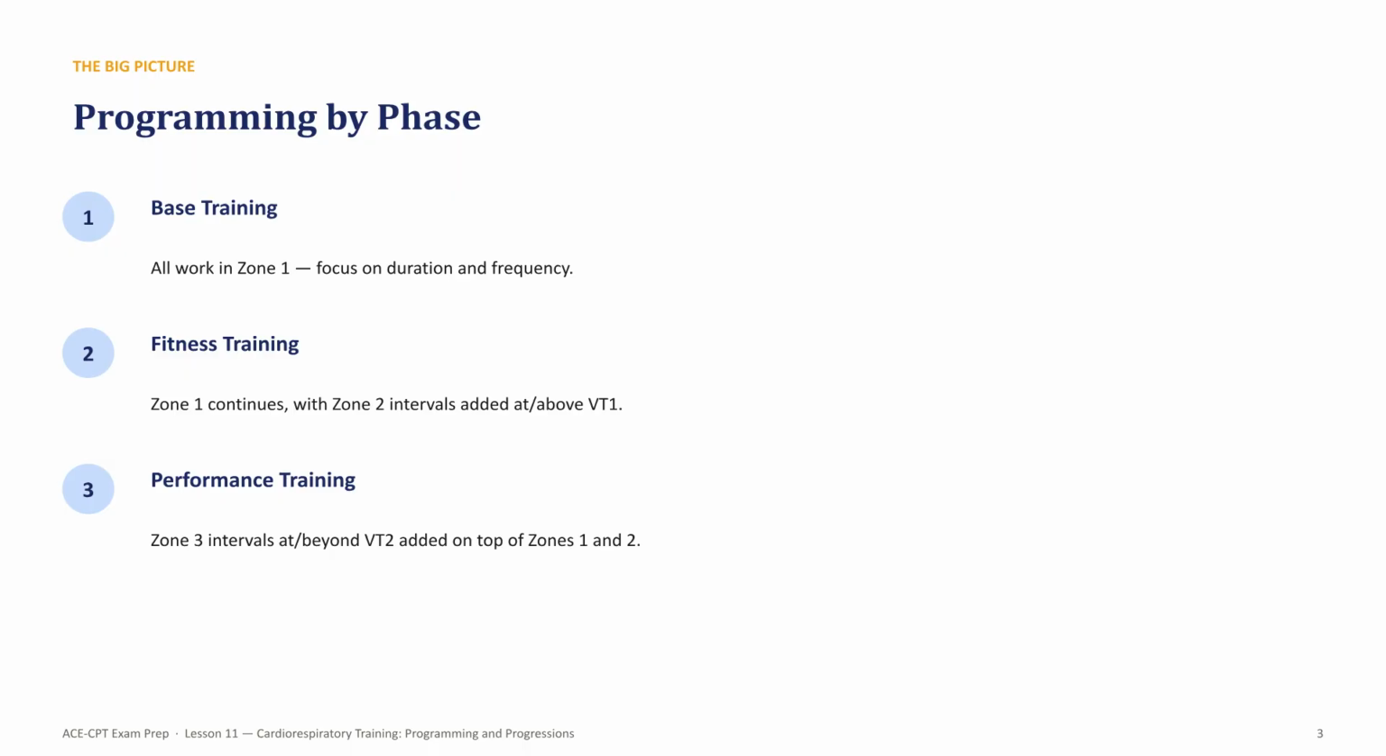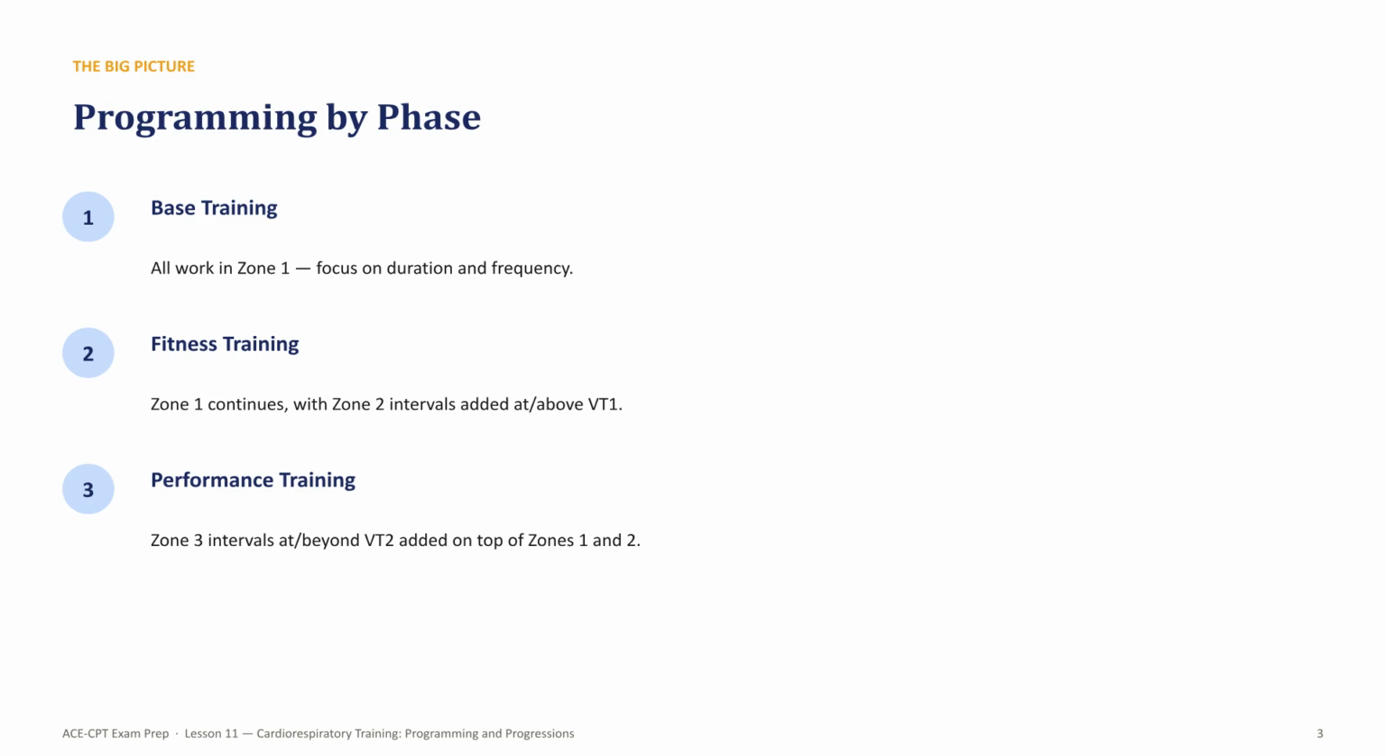Let's zoom out first and look at programming by phase at a high level. There are 3 phases, and each one builds directly on top of the last. Nothing gets removed, things just get added. In base training, all the work happens in Zone 1. The focus here is simply duration and frequency, how long and how often.